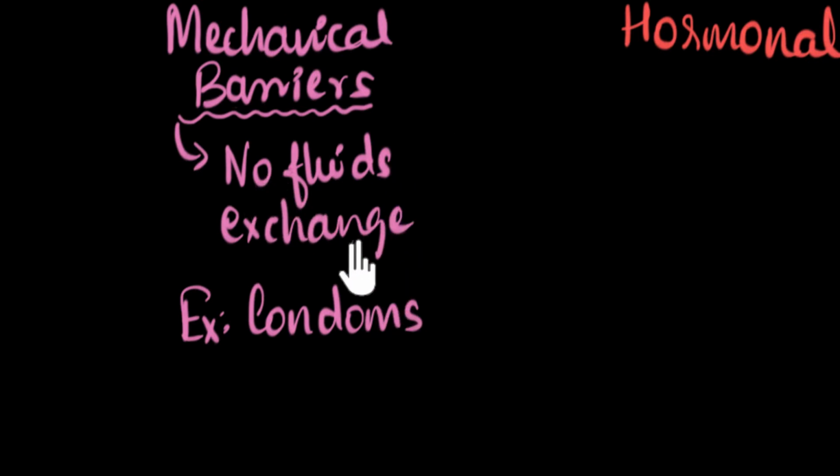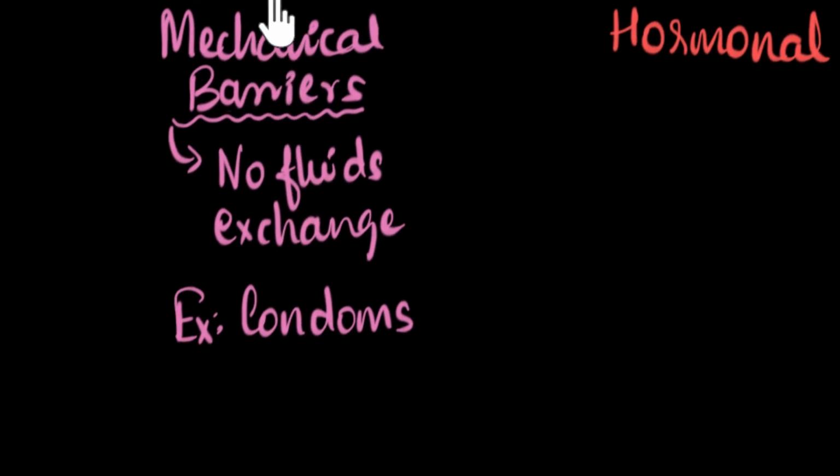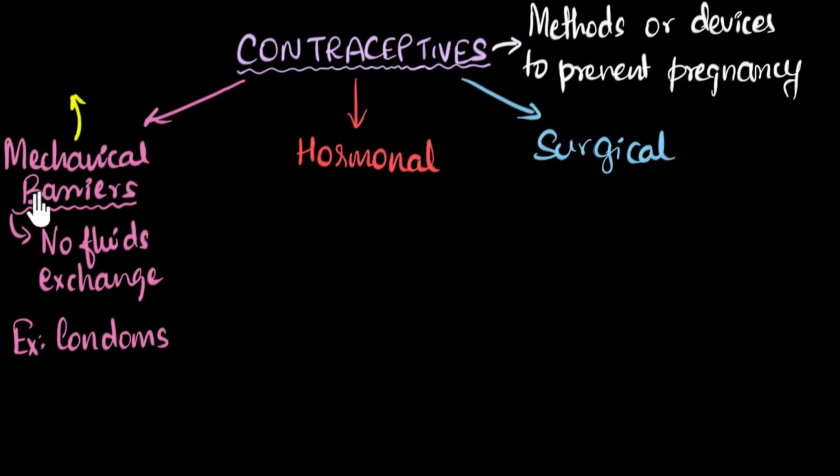And since there is no exchange of fluids, it can also prevent STDs, right? Because as we said earlier, STDs come from the exchange of fluids. So it also prevents STDs. Now, one thing I need to be very clear about: when I say prevent STD or prevent pregnancy, I don't mean 100%. These contraceptives are never 100%, all right? So they just decrease the chances of pregnancy, and they decrease the chances of catching an STD, okay? That, I think, is a better word to use over here.